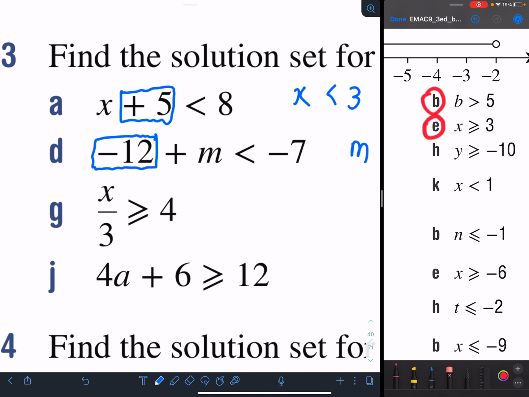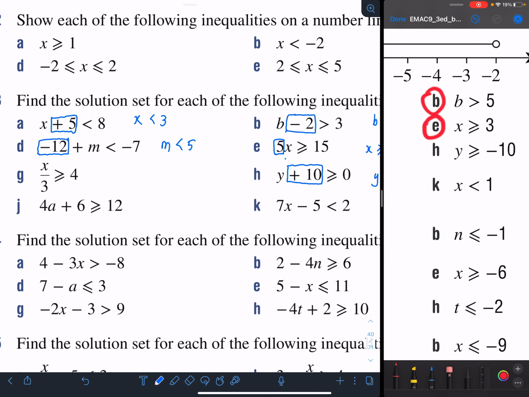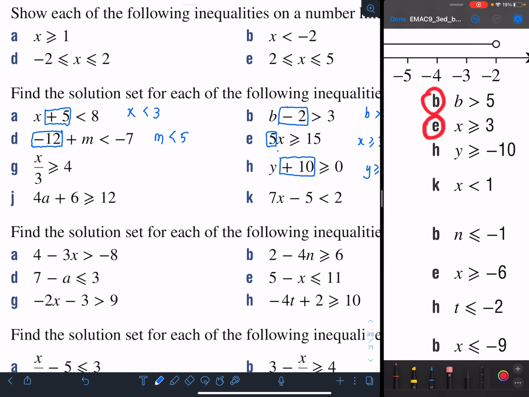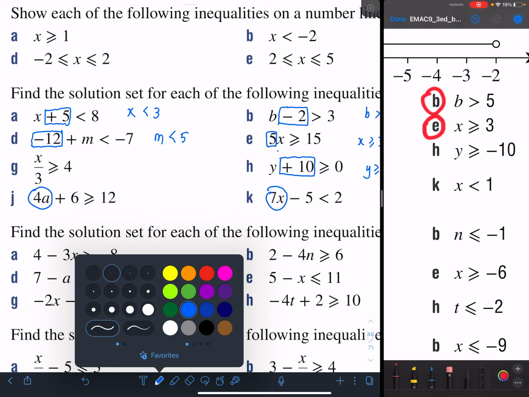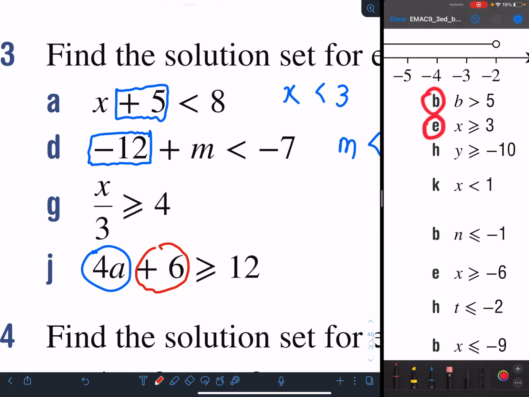Let's now look at G, because it's an x divided by 3. Then we'll look at J and K, which are pretty similar: J has the 4a, which is similar to the 7x in K, and J has the plus 6, which is similar to the negative 5 in question K. So let's get going on question G.